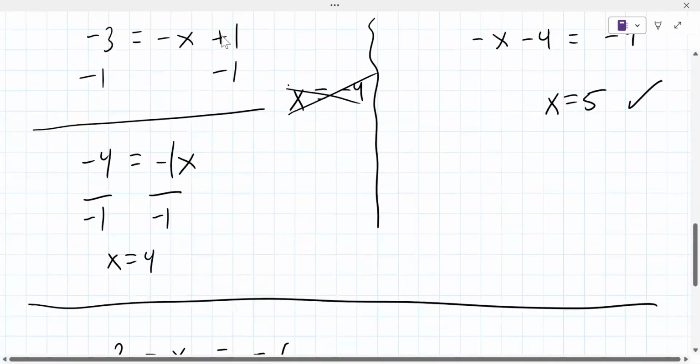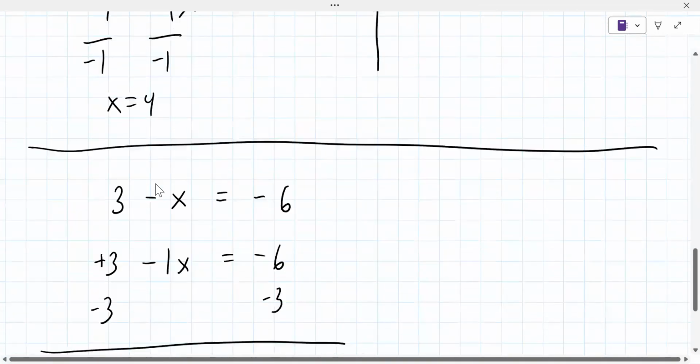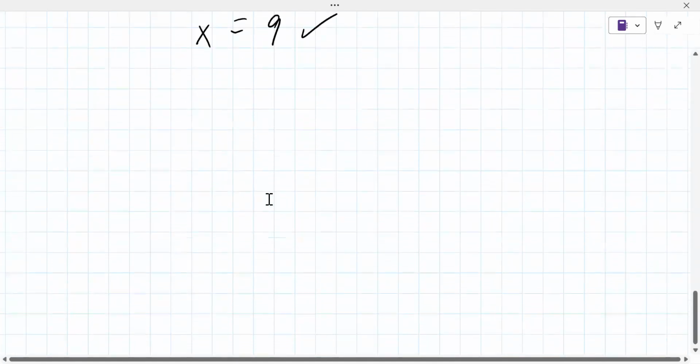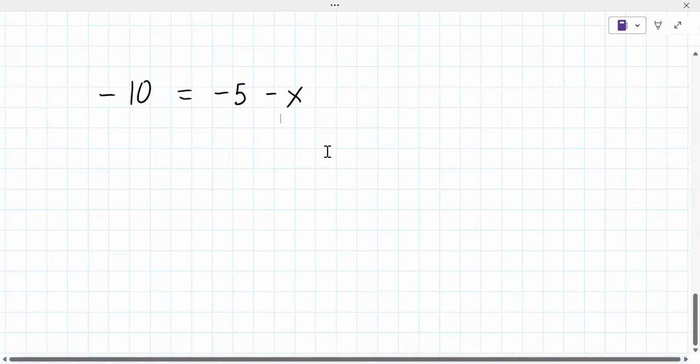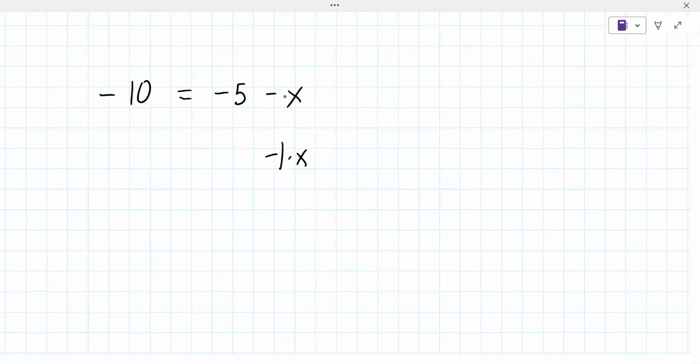So sometimes, that subtraction is not like in the previous problems you did, where you noticed the negative in front of x and it's off to the side with something. Here it's 3 minus x. So let's look at another example. Let's say it's -10 equals -5 minus x. Something like that. Now again, it's really -1 times x.